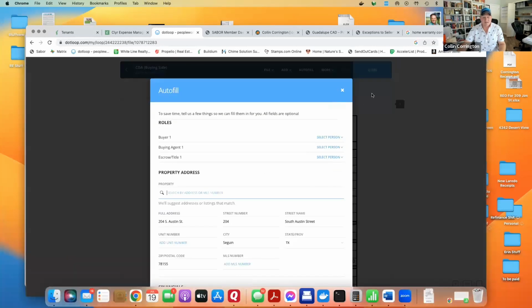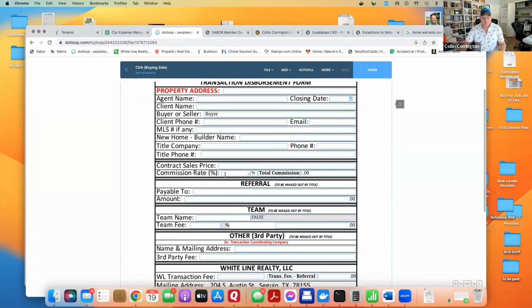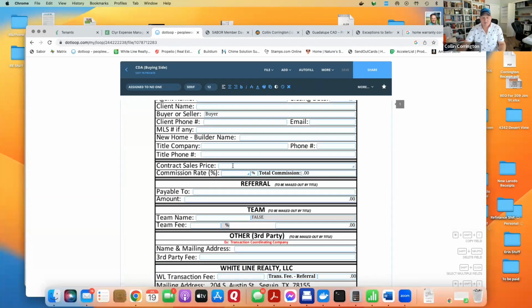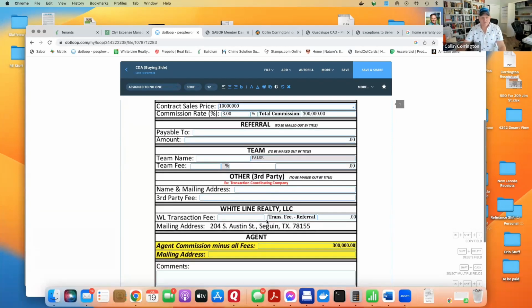So when you fill out the CDA, guys, what I would do is the commission rate and then contracted sale price. So you put 3% and it's going to calculate this. So let's say, I don't know if zeros. There you go. Yeah, that's too many zeros, but whatever. What I would do, guys. Oh, it won't let you do that.